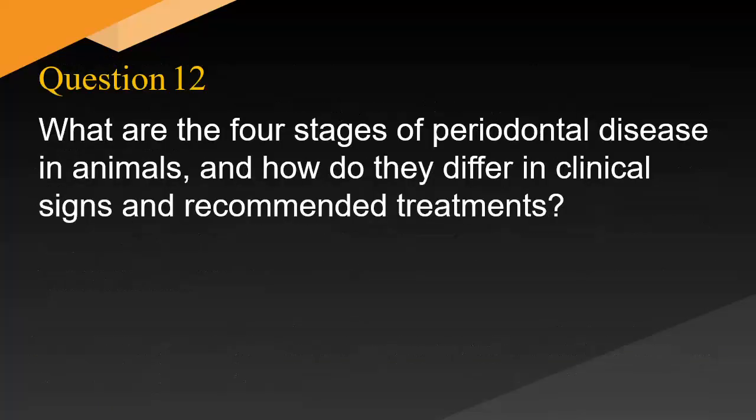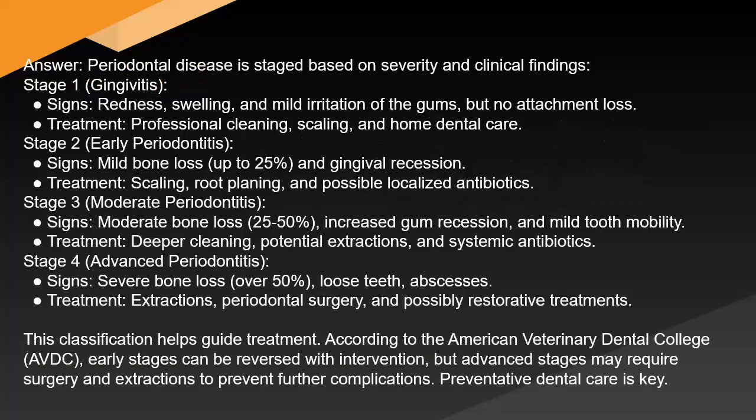What are the 4 stages of periodontal disease in animals, and how do they differ in clinical signs and recommended treatments? Answer: periodontal disease is staged based on severity and clinical findings. Stage 1: gingivitis. Signs: redness, swelling, and mild irritation of the gums, but no attachment loss. Treatment: professional cleaning, scaling, and home dental care.